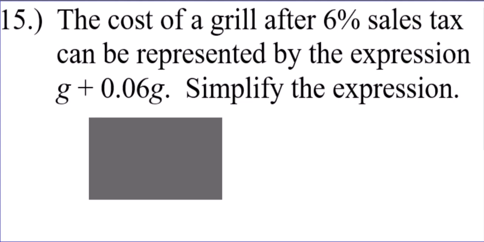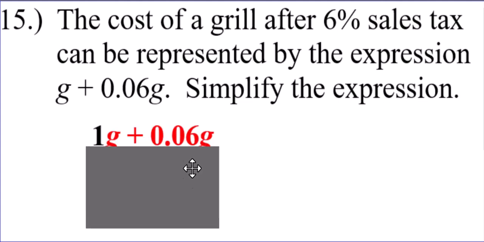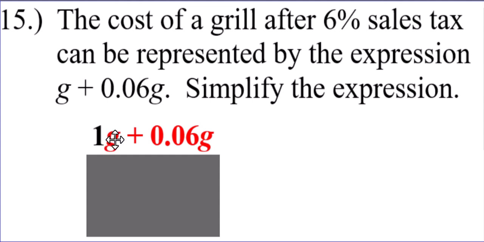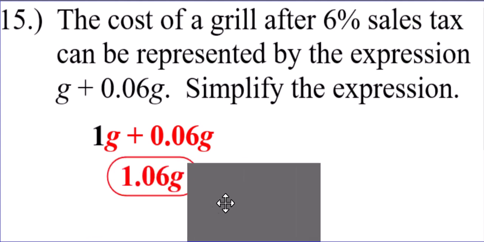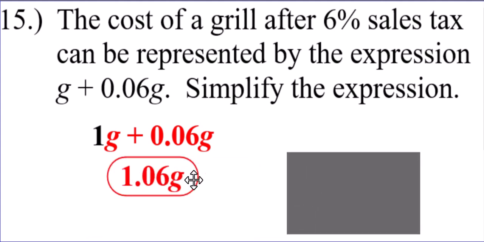All right, I'll do number 15 with you. Go ahead and follow along. It says the cost of a grill after 6% sales tax, which is the sales tax in Pennsylvania, can be represented by the expression G plus 0.06 times G. Simplify the expression. Well, this really isn't that big of a deal. Pencil's in your hand. G is the same as 1 times G. And then when you have 1G plus 0.06G, you can go ahead and add the 1 to the 0.06, which is 1.06, and then keep the G. Not really that big of a deal.